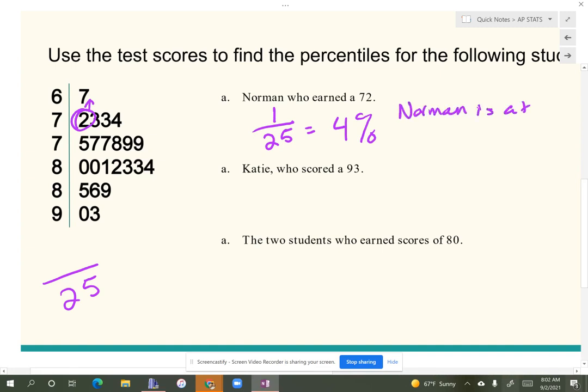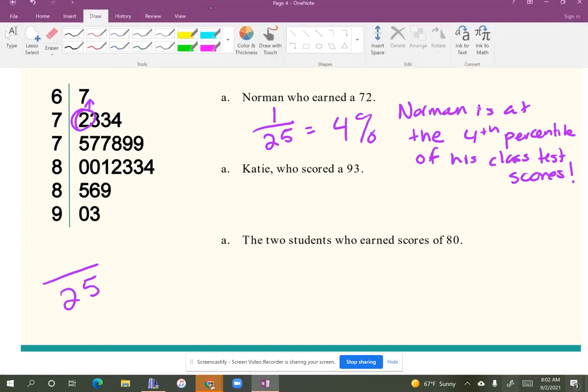So we would say Norman is at the 4th percentile of his class test scores. That would be the statistically correct way of writing and justifying your answer on that one. Okay? We move on to the next one.